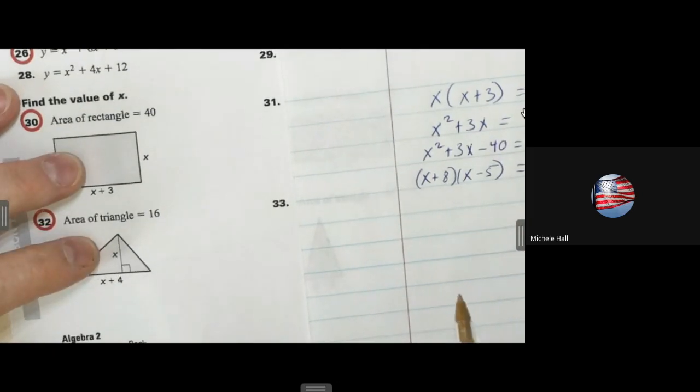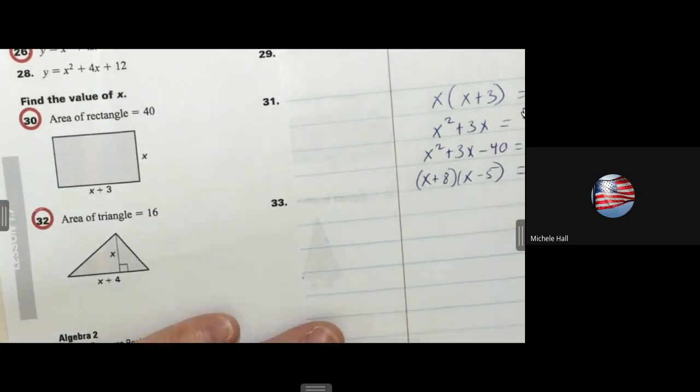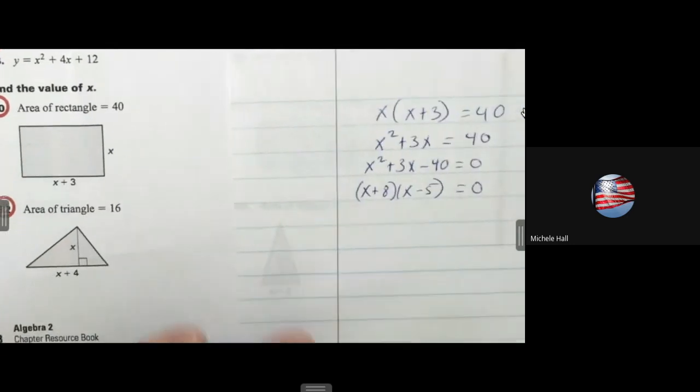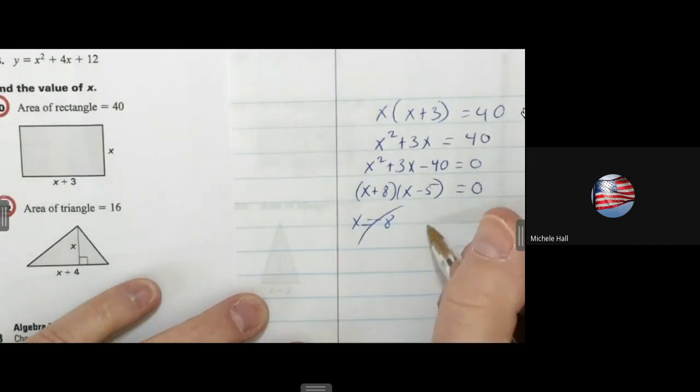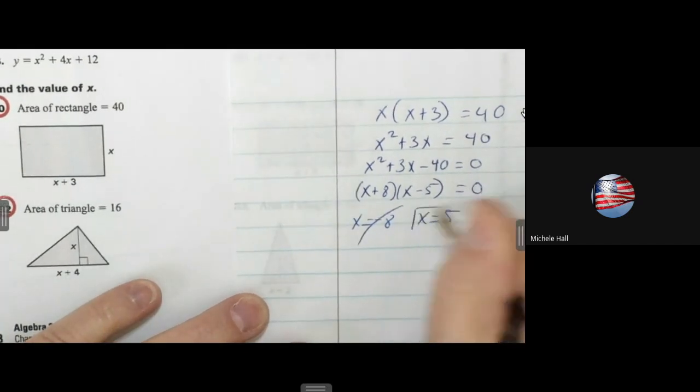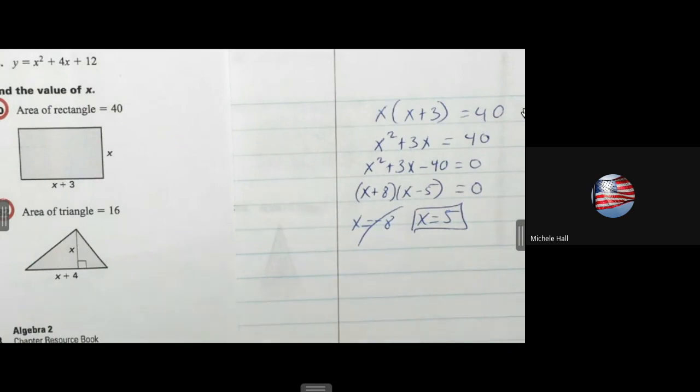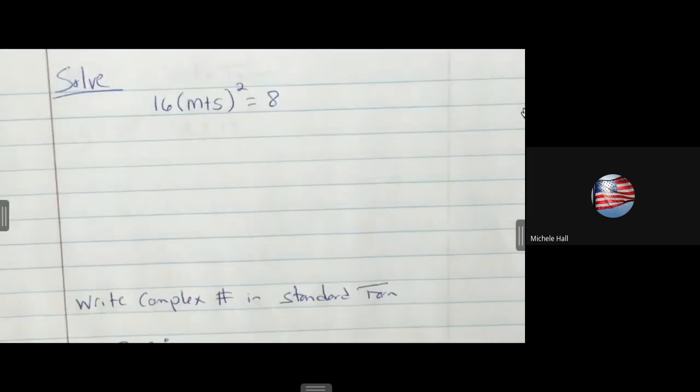I need one. Which one of these is going to be my answer? I have x plus 8 times x minus 5. Which one is my answer? 5. X equals -8. Can't use it because it's negative. So my only answer would be x equals 5 because the sides of a figure can't be negative. Okay, so remember that factoring is the best way to go. So here's our first problem that we're going to solve.